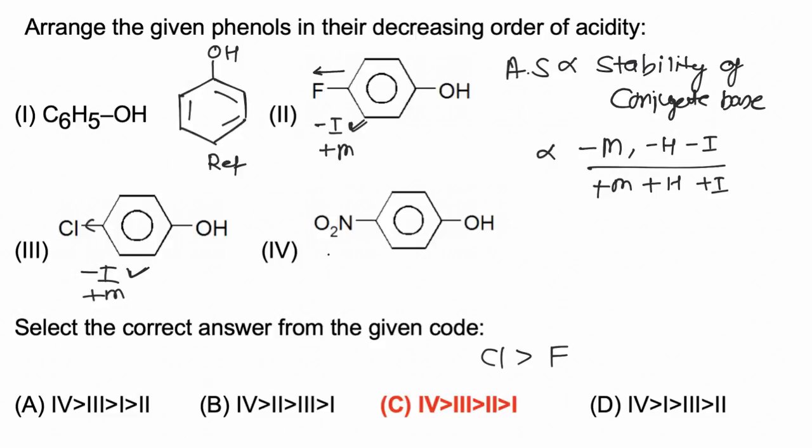In the fourth case, the NO2 group is present, which has a very strong -I and very strong -M effect, so it is overall electron withdrawing. Due to its electron withdrawing effect, the fourth is most acidic, then third, then second and then first, and hence the correct answer is C.